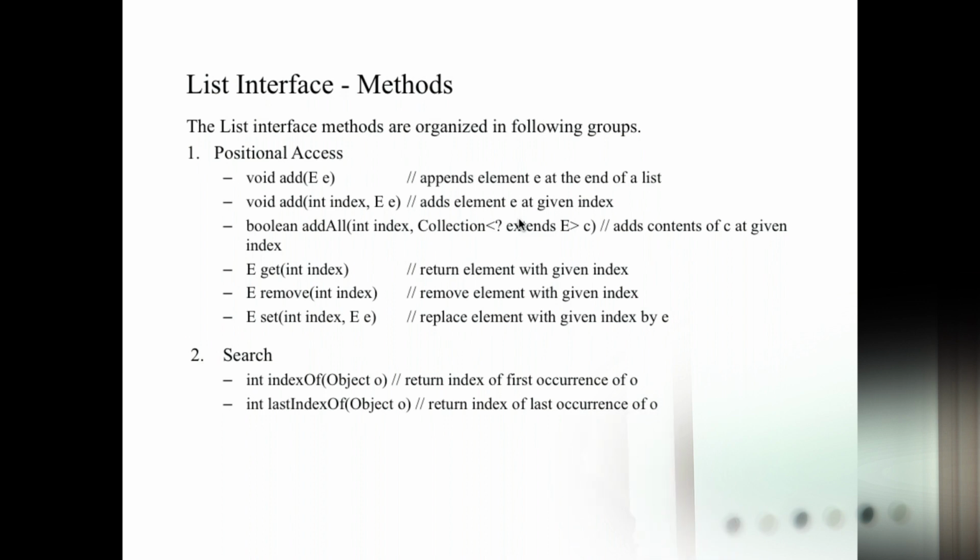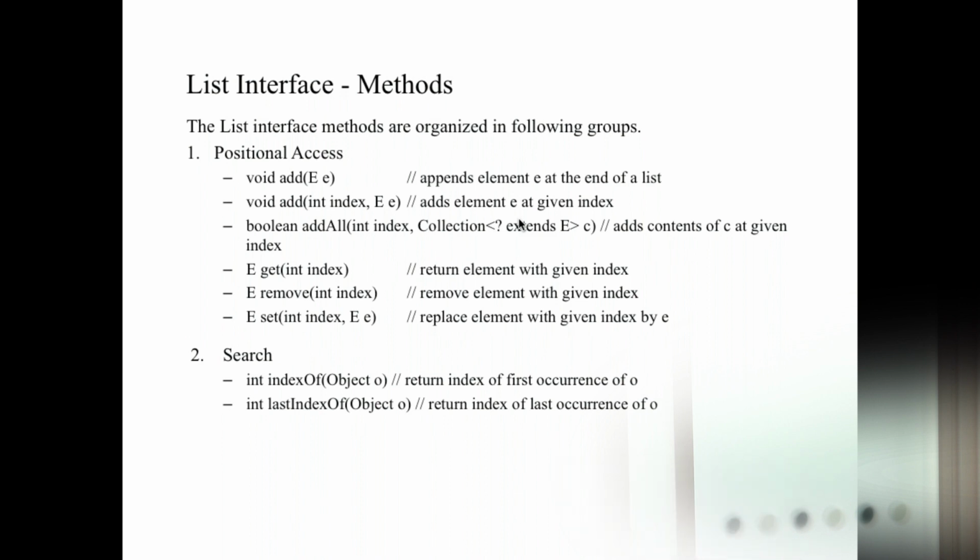And then you can also use indexOf and lastIndexOf. The difference between indexOf and lastIndexOf is because we know that a list can contain duplicate values. If you use indexOf with an object, it will return the index of the first occurrence. But if you want to find the index of the last occurrence, then you can use lastIndexOf.